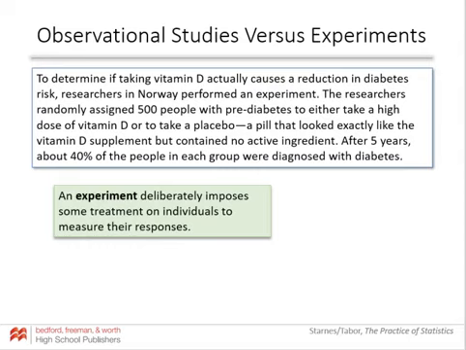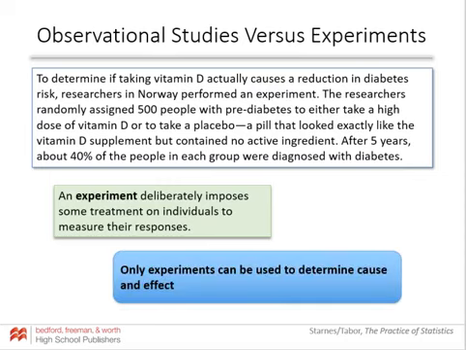Okay. Something that we can do to try and address confounding is we can, instead of an observational study, we can perform an experiment. Okay, so this is where we are deliberately imposing a treatment on the people in our study. So in this case, they found 500 people and they actually gave some of them vitamin D and said, take this. And then the other half did not get vitamin D to see if there was a difference between the two groups.